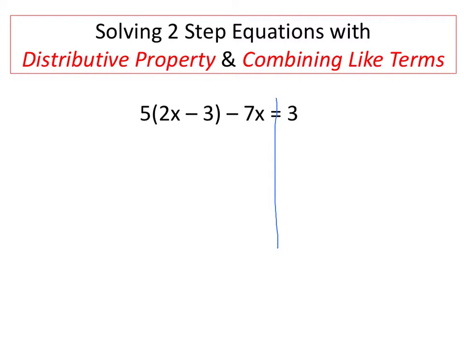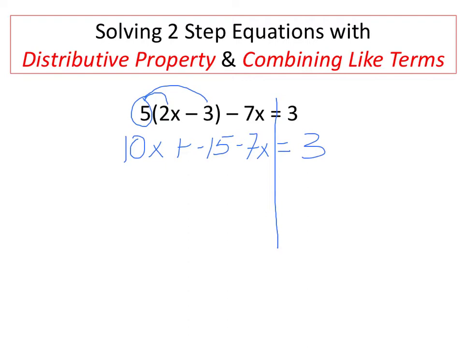So we draw the line, we separate left from right, and now we're going to take a look and we see parentheses. And so we know that the first thing we need to do is the distributive property. So we're going to be distributing the 5. 5 times 2x is 10x. 5 times negative 3, we have to remember that negative, is negative 15. And the negative 7x is not inside the parentheses, and so that value we can just copy down. We also bring down the equal sign, and we bring down the 3 over on the right.